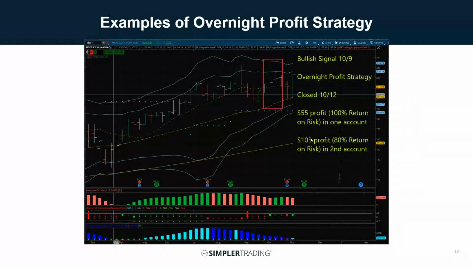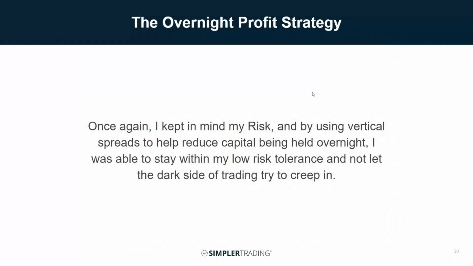And in the slightly larger account, where I had a little bit of a different strategy on, I took a $103 profit per contract, which was an 80% return on risk in my larger account. So once again, I kept in mind my risk, right? You hear me continuing to push that out there, and it's never going to stop with my trading.